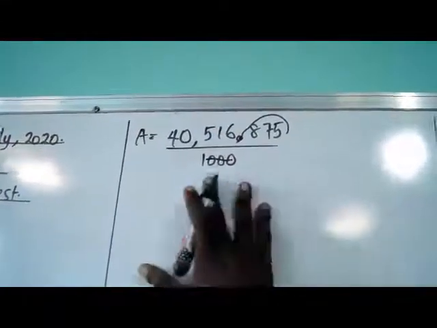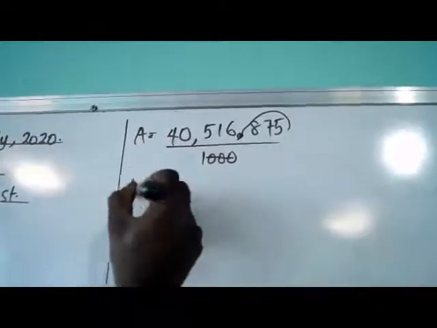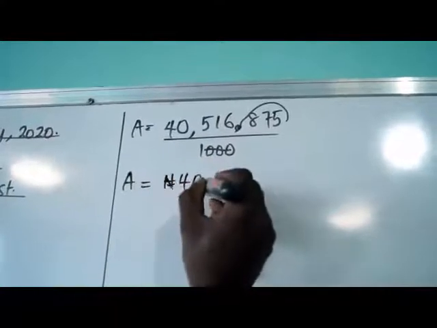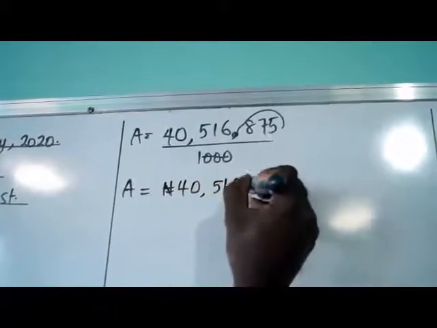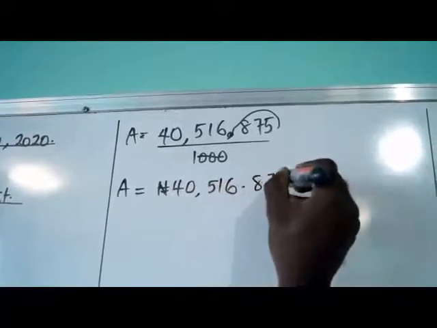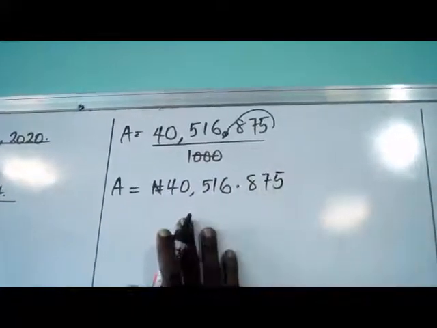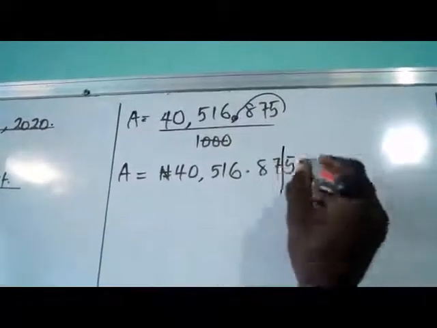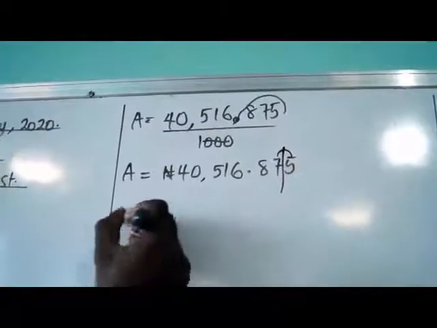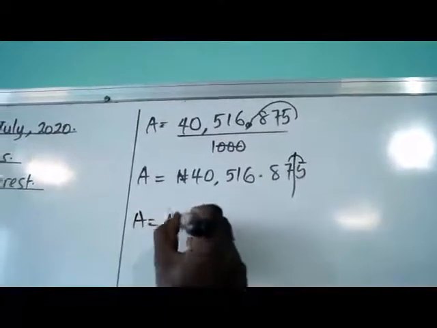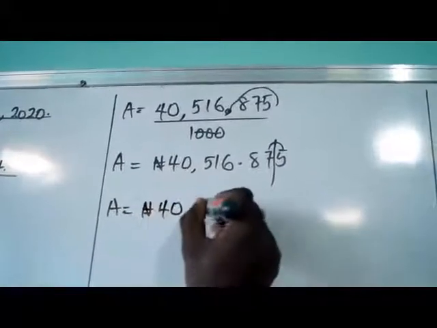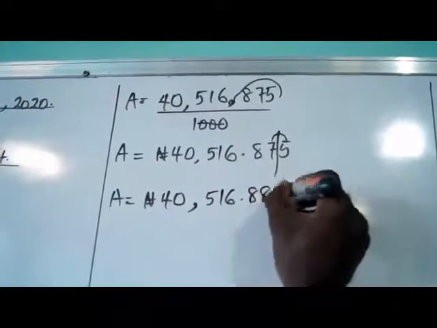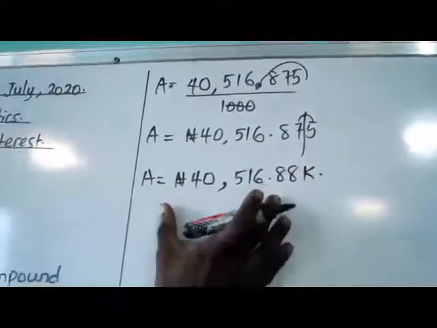We've been taught how to divide by multiples of 10. So that means my last amount will be giving me a total of 40,516.875. And if you look at it very well, we're talking about money here. It should be in 2 decimal places. So if you write this to 2 decimal places, my last amount A will be equal to 40,516 naira 88 kobo.